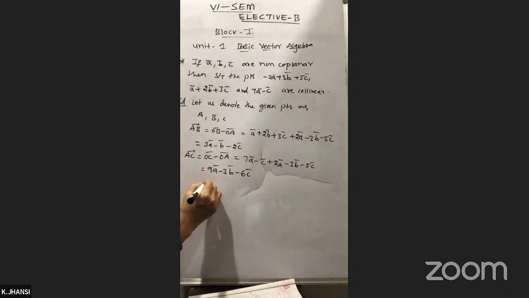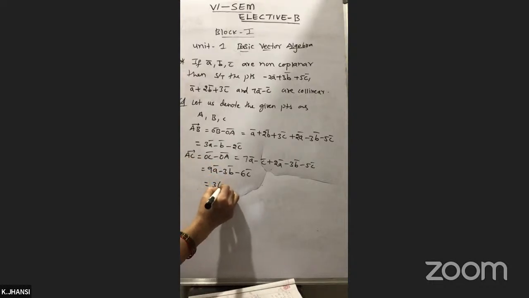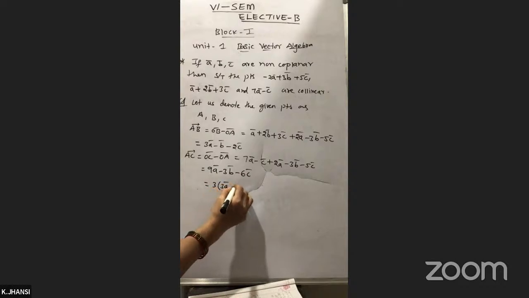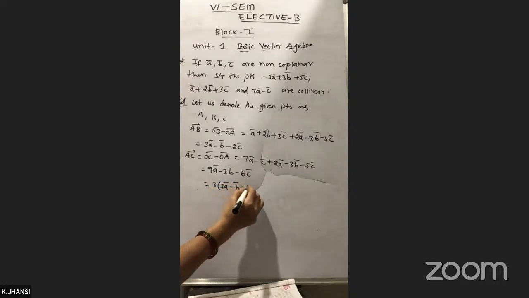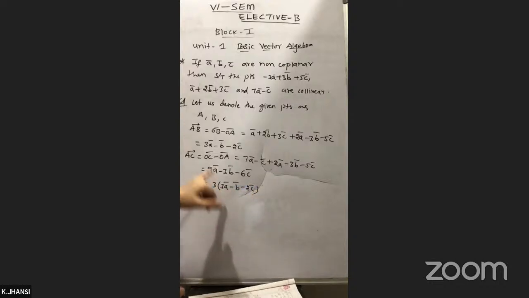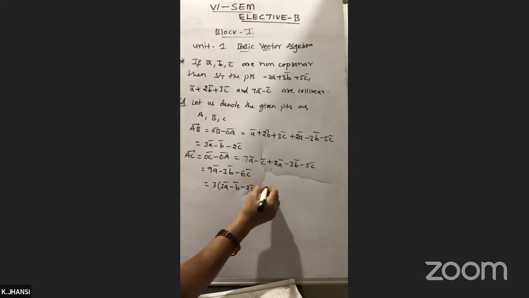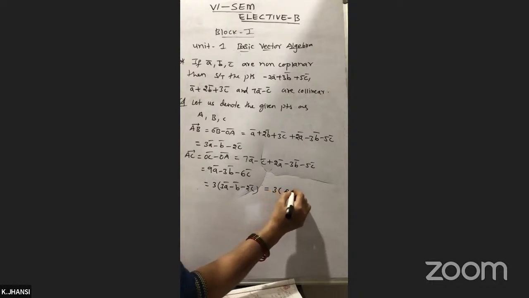Okay, we can write this as AC is equal to, we'll take 3 common from this, what you get is 3 into 3A minus B minus 2C. Okay, so what is this value? This value is AB, no? That is 3A minus B minus 2C. So AC is equal to 3 into AB.